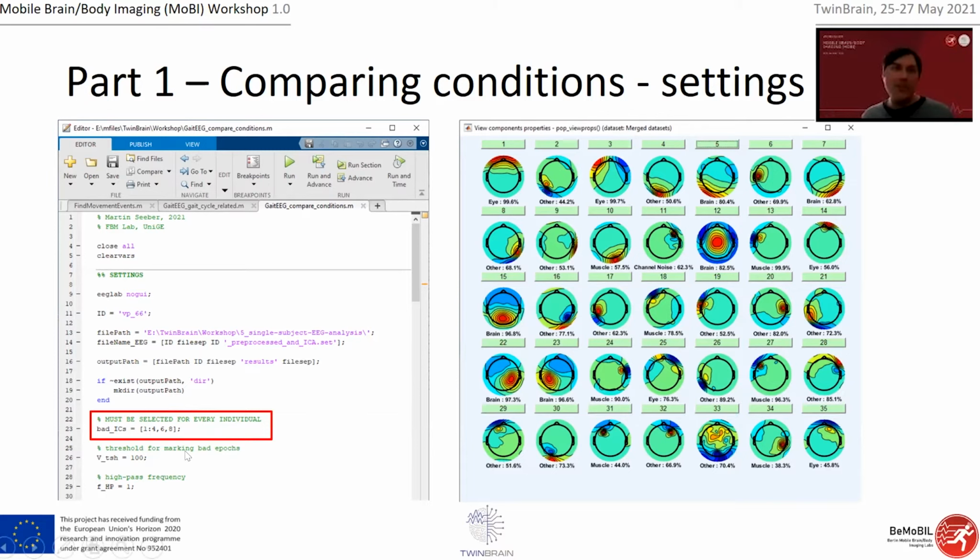For now, I just corrected six components, meaning 1, 2, 3, 4, because these are clear eye artifacts. Those are clear eye artifacts. I think those are neck muscles as well. Component 5 seems to be a brain component, so I didn't reject this one. And then I also looked at component 8, looking not only at the topography but also at the time course and the spectrogram. And I concluded not to reject too much.